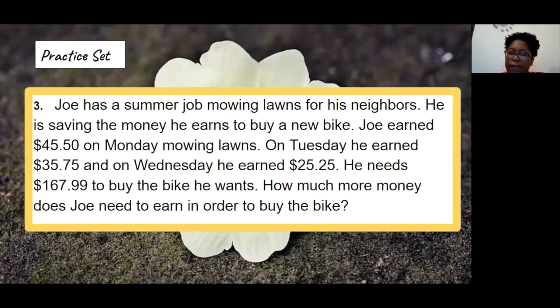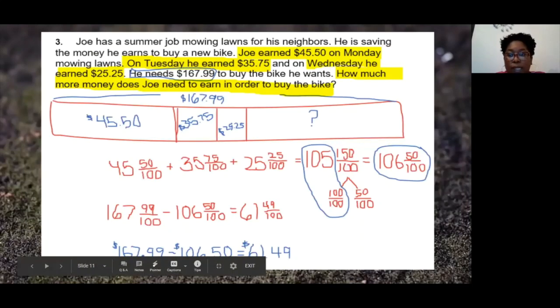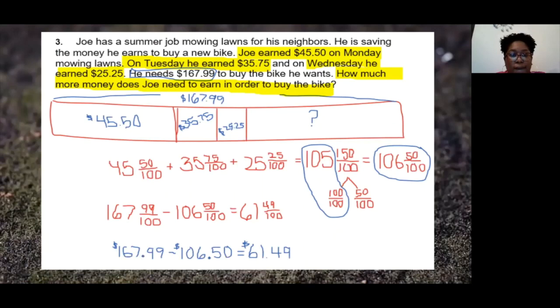What do you think? As always, press pause to allow yourself some work time, some think time, and then press play when you're ready to review the answer. Whoa, look at all of this work. We started by highlighting and pulling out that important information, the key actions that were important in order to solve this problem.